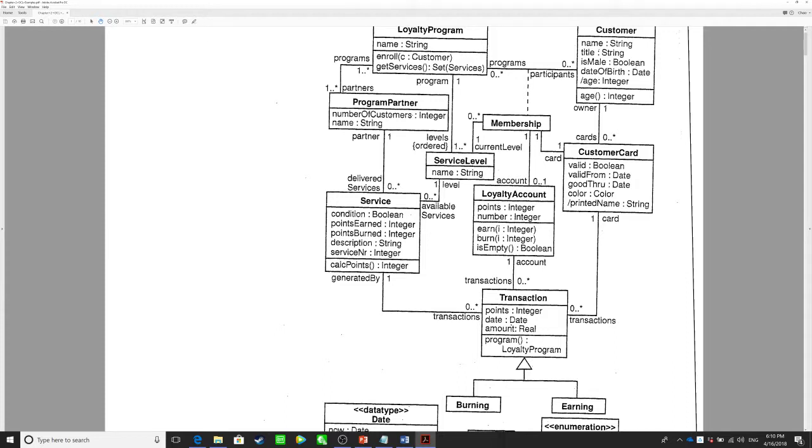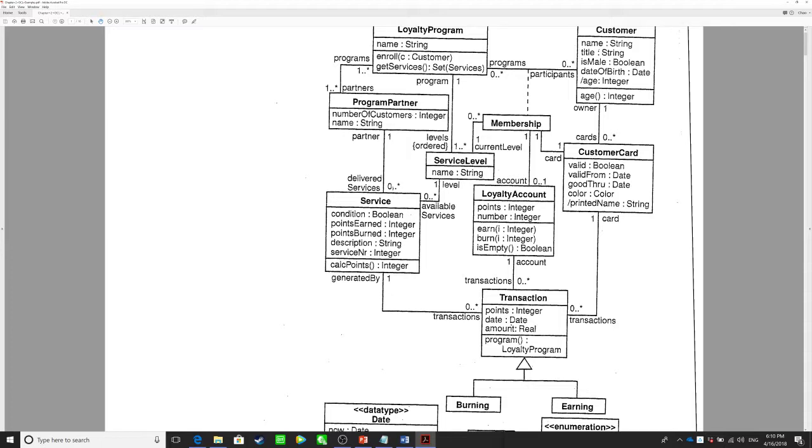Okay, and if we're saying program partner dot deliver services, it's basically this association. It associates the program partner to the services. It's one to many, right? Like all the services provided by a program partner. Like a service, it's one to many because Delta can offer you a lot of services, but Delta service can only be provided to you by Delta, not Southwest, not a gas station. Okay, make sense?